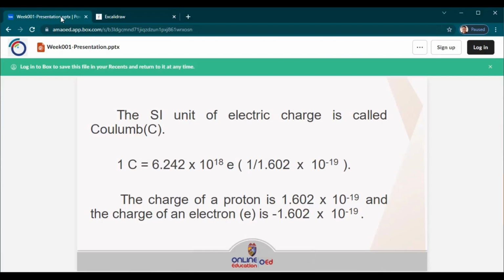The charge of a proton, notice the difference. The charge of a proton is 1.602 times 10 raised to negative 19, and the charge of an electron is the negative of that, because as we've learned from our chemistry, a proton is positive and an electron is negatively charged. They have the same magnitude, only the sign is different.